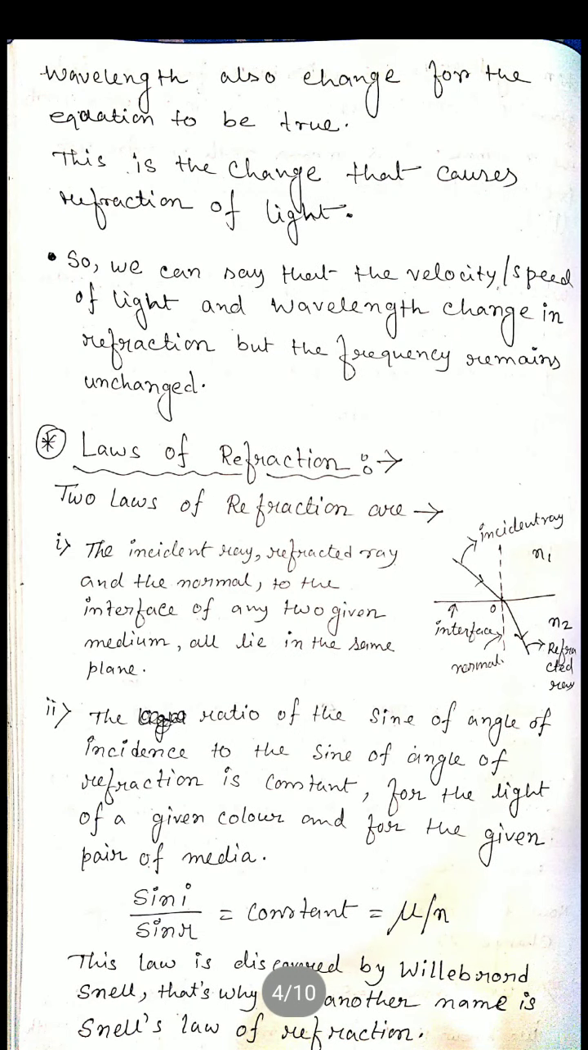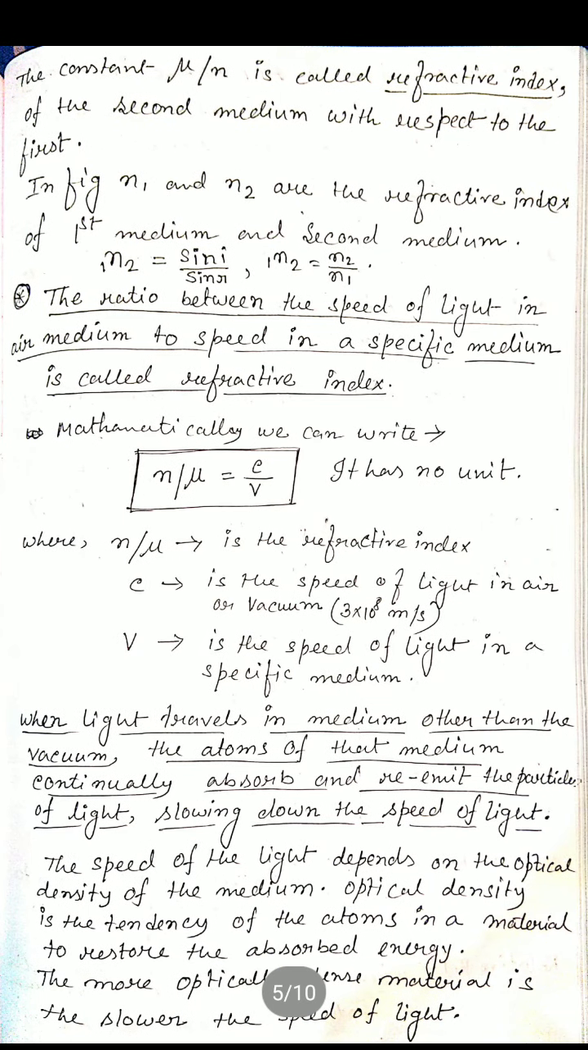Now in this figure, suppose for the first medium n1 and for the second medium n2 is written. n1 is the refractive index of the first medium and n2 is the refractive index of the second medium. Then the refractive index of the second medium with respect to the first medium is written as n21, which is n2 by n1, and that equals sin i by sin r.